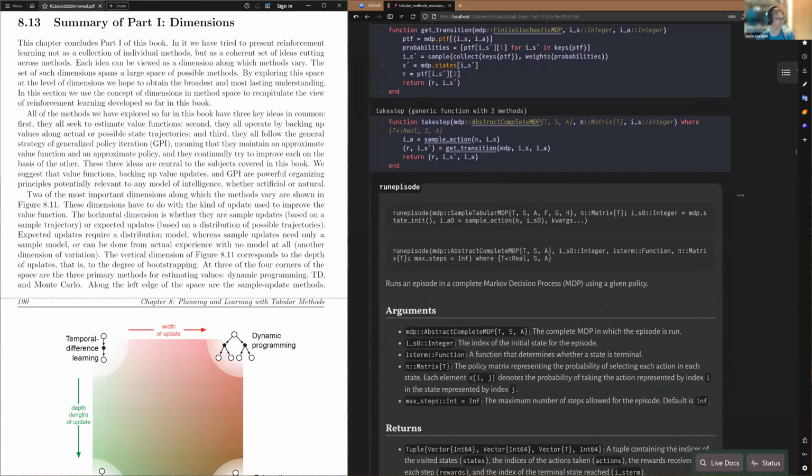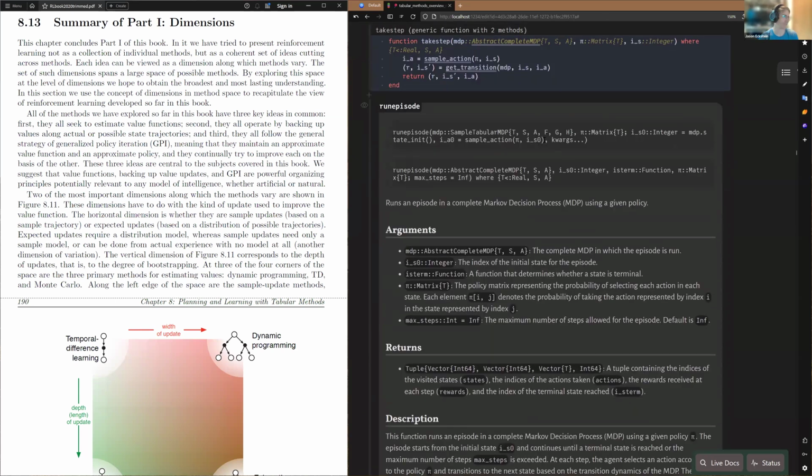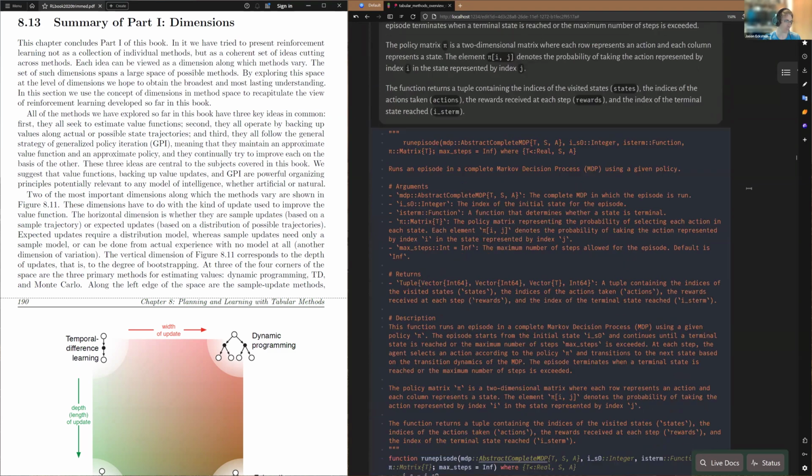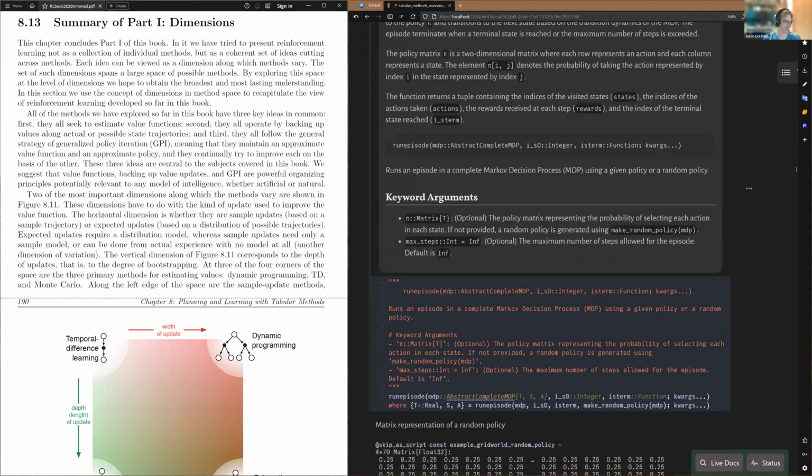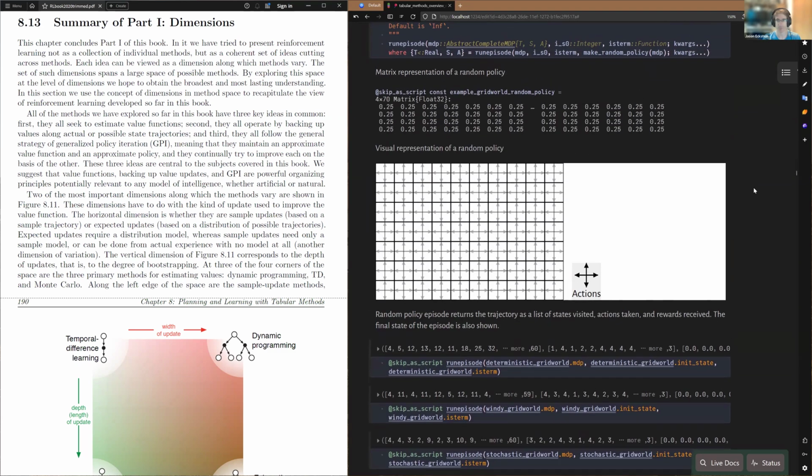And that's what happens in this function, which runs an episode. Given one of these MDPs and a policy matrix and some starting state, what this will do is continually sample actions in the environment and produce transitions. And in the grid world, that would manifest itself as some sort of path in the environment.